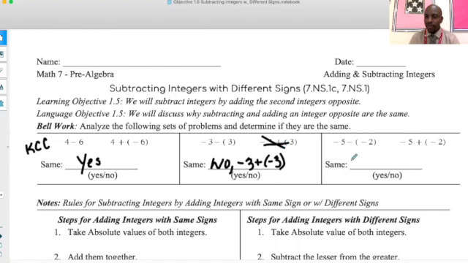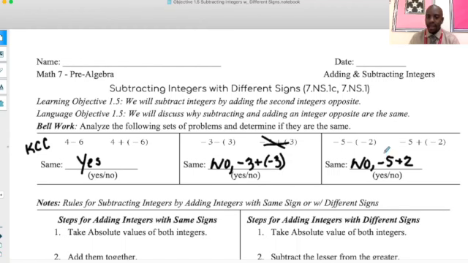And lastly, negative 5 minus a negative 2, is that the same as negative 5 plus negative 2? And if you wrote no, you are also correct. Now, what would this be written as addition? Keep negative 5, change subtraction to addition, and change that negative 2 to a positive 2. This is what it would look like.